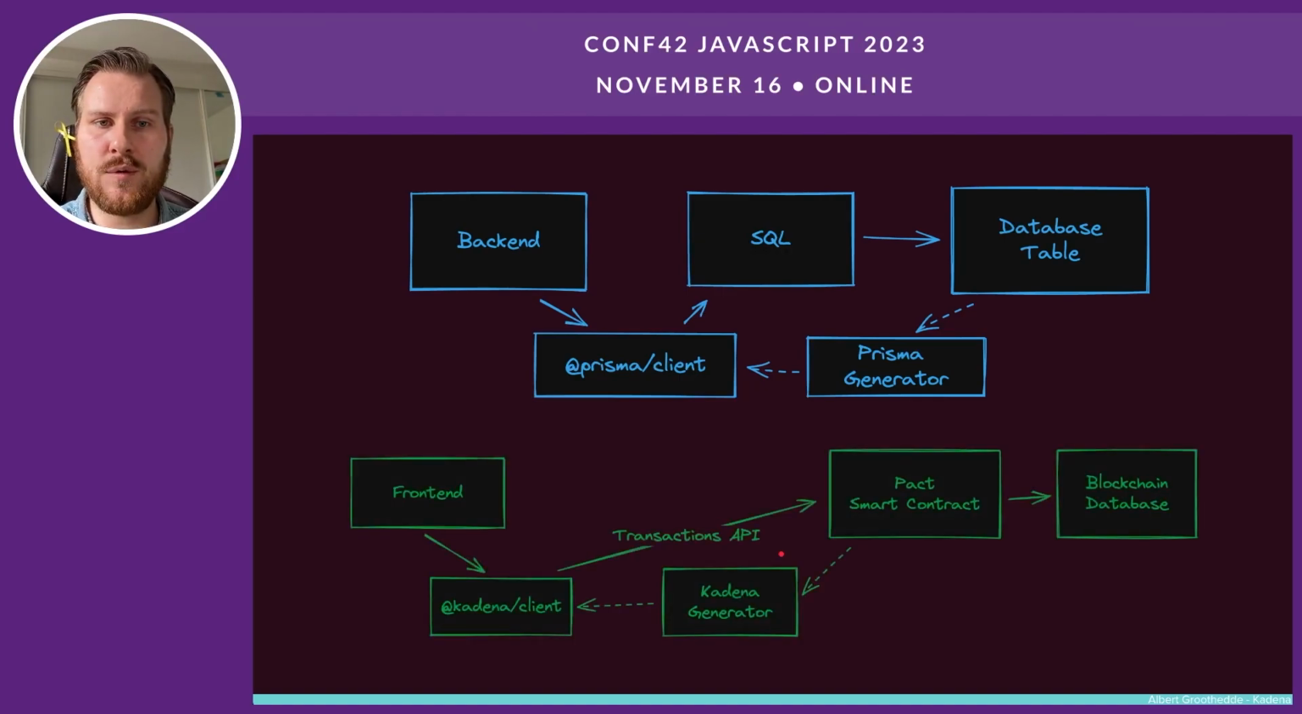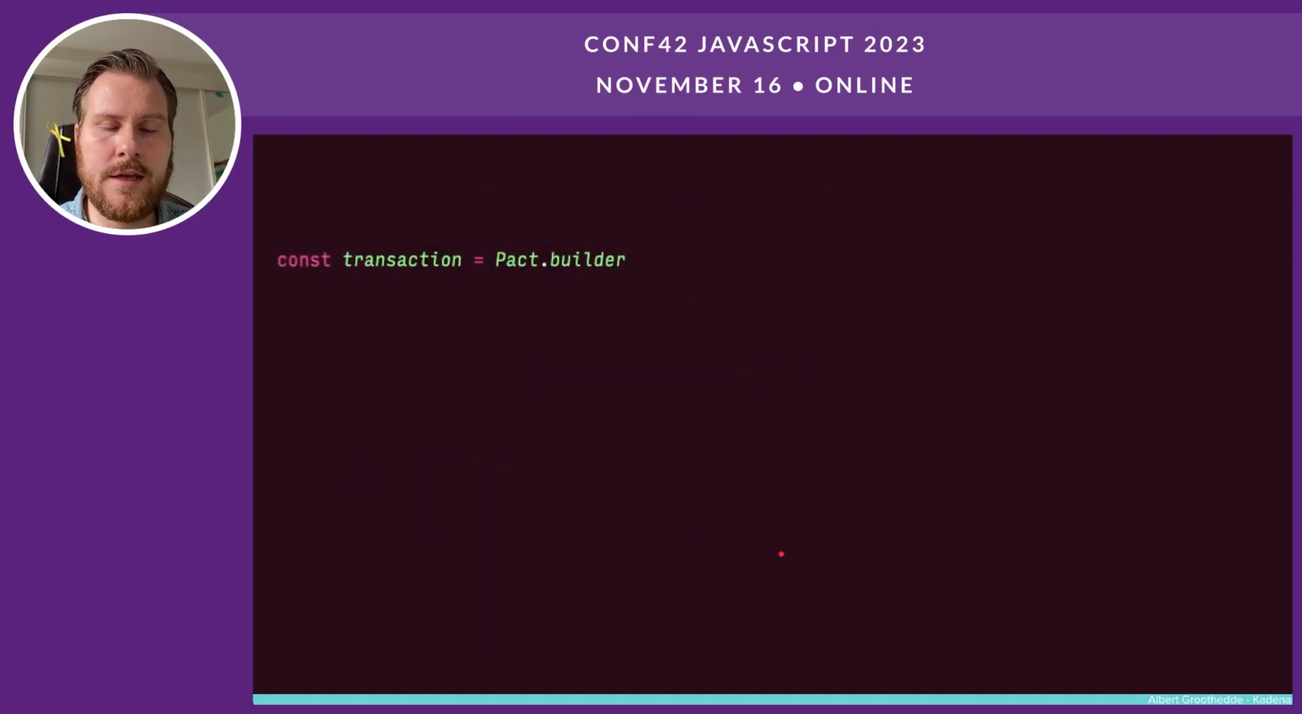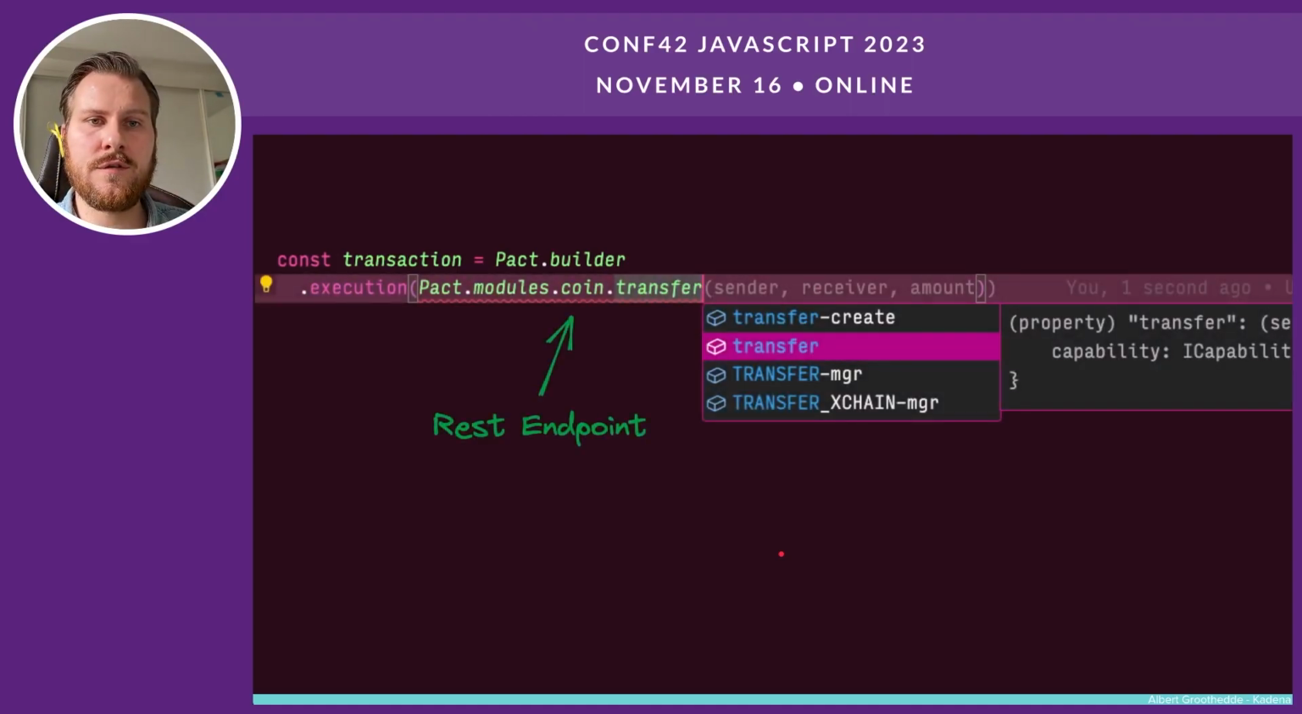Now that's exactly what we want to do with this kadena client as well. We want our front end to be able to work with the transactions API without the need to write your own JSON. So how do we do that? In JavaScript, we have a pact builder. What we actually want is to have some IntelliSense. So we want to have information from the blockchain to work with the smart contract. So imagine this to be a REST endpoint or a table in the database.